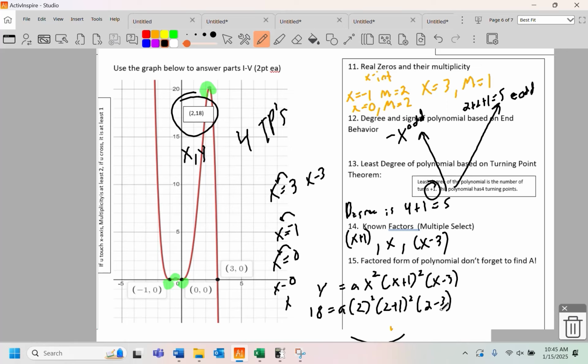And then we do math. And you know, you should be trying to do math to see if you can actually match me instead of just blindly copying me, because it's not working. So 2 squared is 4. 2 plus 1 is 3. 3 squared is 9. 4 times 9 is 36. 2 minus 3 is -1 times 36 is -36. There's a -36 attached to that A. We divide out the -36 and we get that A is -1/2, and that number is going to go right there, and I will have my equation. -1/2 of x squared times x plus 1 squared times x minus 3. That's how you write a polynomial.